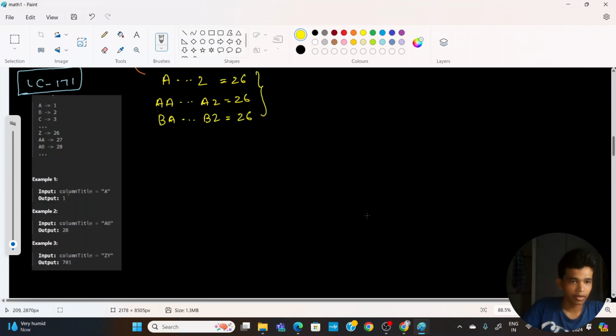Fine. See here, if the column title is A, then it will be 1. If the column title is AB, see here, it is 28. If ZY, it is 701.